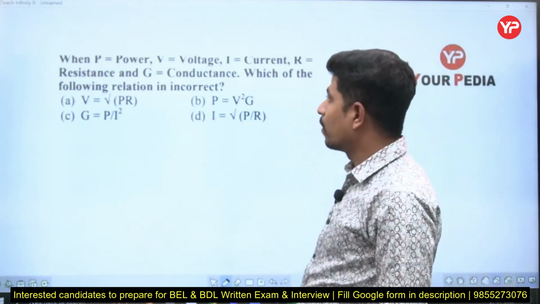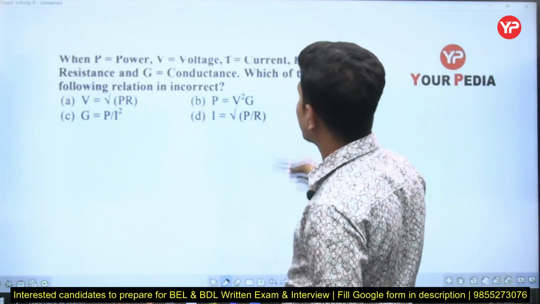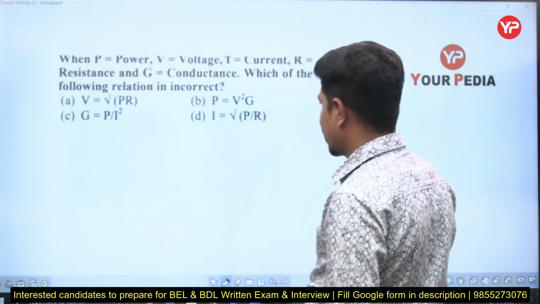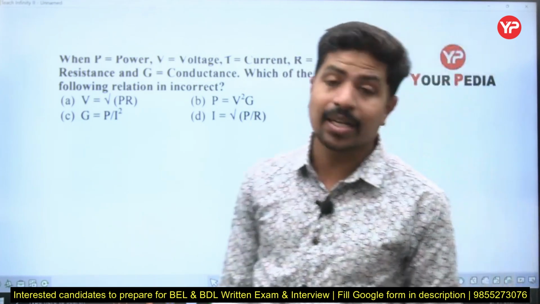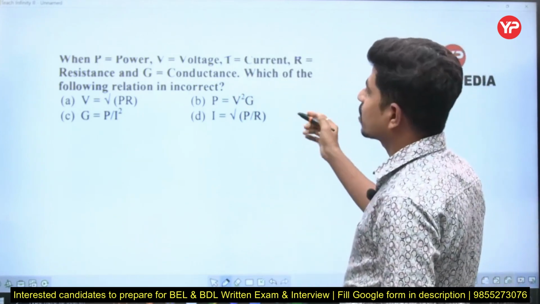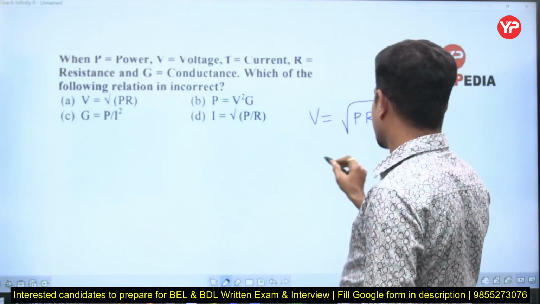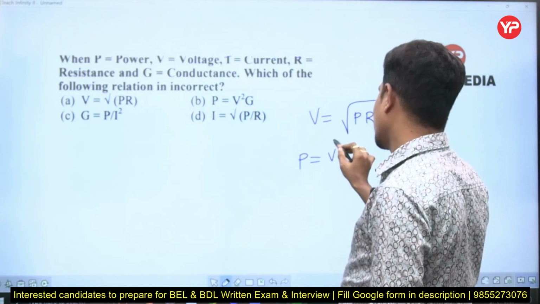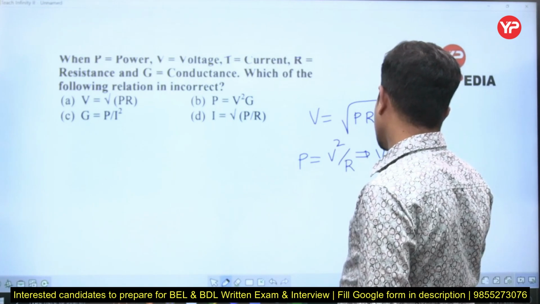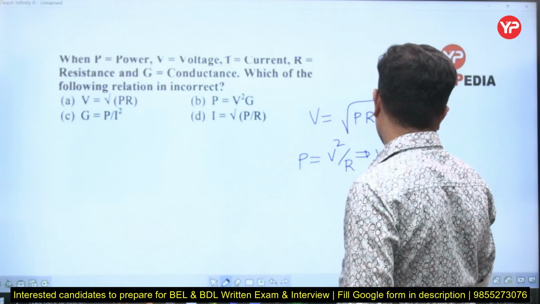When P is power, V is voltage, I is current, R is resistance, and G is conductance, which of the following relations is incorrect? He is not asking which is correct, but which relationship is incorrect. Let us see. The first relationship is V equal to under root of P into R. What is P for a resistance? V square by R. So from this, V square is equal to P into R, so V is equal to under root of P into R.